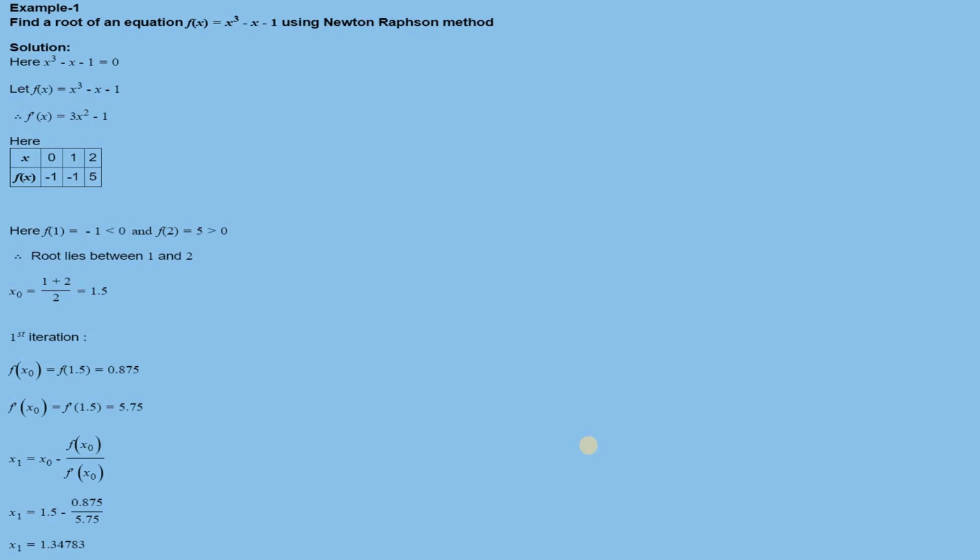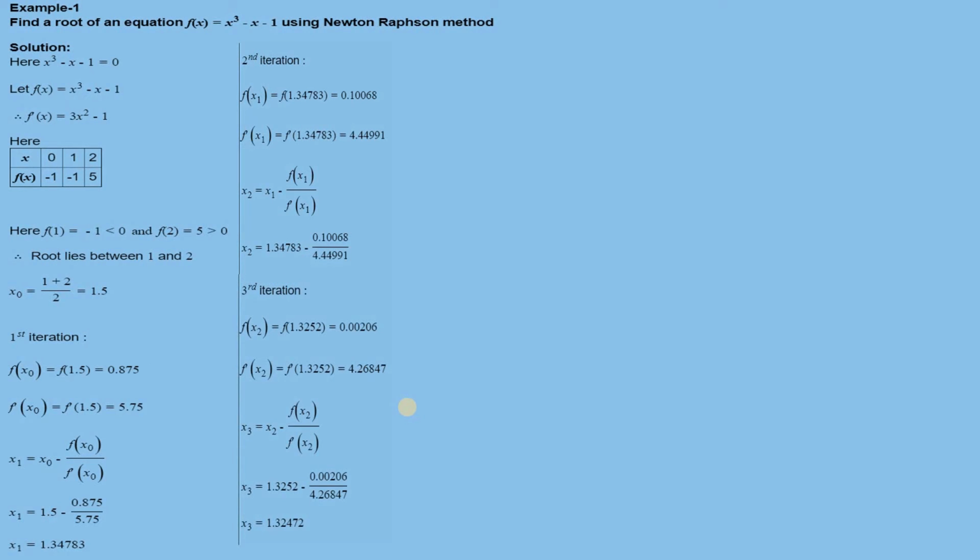So we take x naught equal to 1 plus 2 by 2, that is, we get the value of x naught. Applying the formula, we take the first iteration, that is x1 is equal to x naught minus f of x naught upon f dash x naught. So the first iteration value comes to 1.34783. Next, we perform the second iteration. We repeat using the same formula until we get a value close to the accuracy. So we perform the second iteration and the third iteration too.